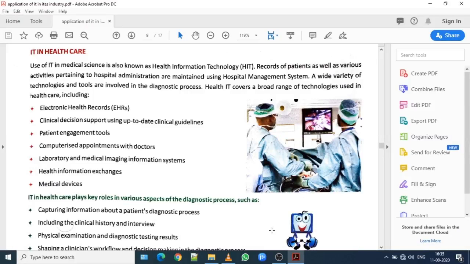And in today's lecture, which is the last day, we would be discussing the use of IT in diagnosis, that is, in hospital management systems. So without wasting our time, let's dive into the session. In today's topic, I would be discussing healthcare, then research and development in engineering, and government sectors. So this is the final day of today's lecture on application of IT in ITeS industry.